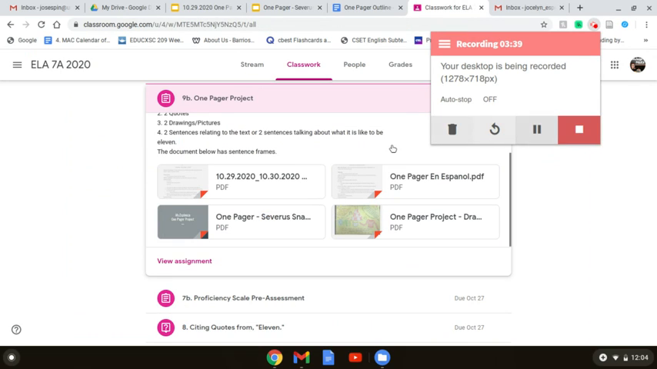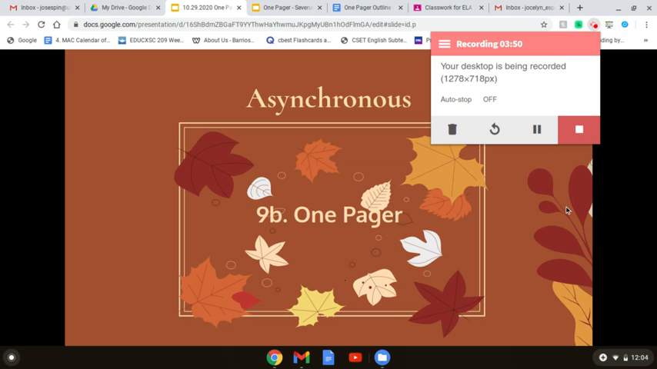The instructions again are on asynchronous assignments under one-pager project, and I also have the instructions in Spanish if you need to look at those in Spanish. You will be working on this asynchronously until you finish up your one-pager project.